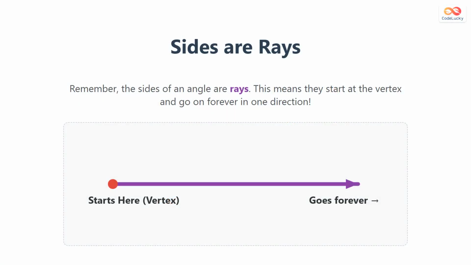It is important to remember that the sides are rays. A ray is a part of a line that has a fixed starting point but no endpoint. So, the sides of an angle go on forever in the direction of the arrow.